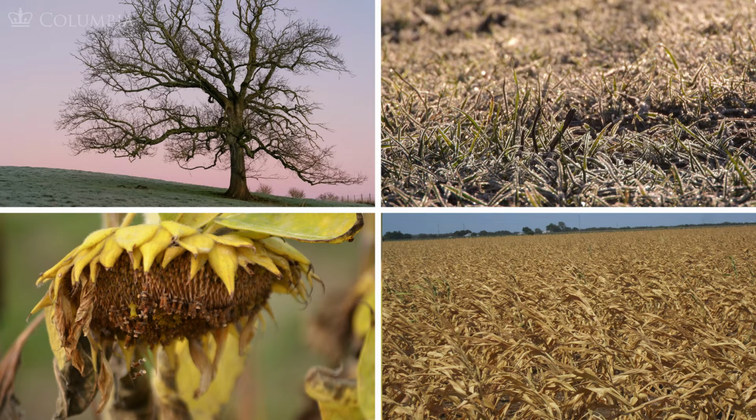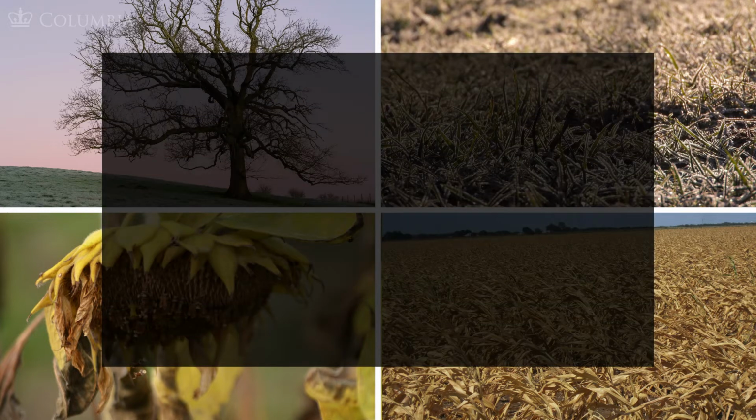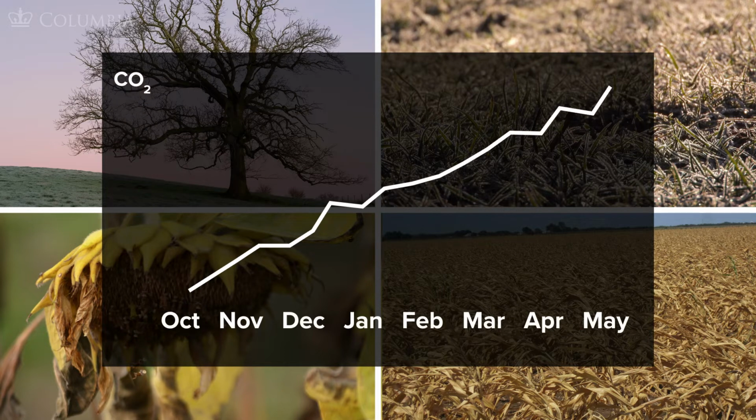Bacteria take the rotting plant life, take oxygen out of the air, combine it with the carbon in the plants, and breathe out CO2. And so from October to November to December to January to February to March to April to May, the amount of CO2 in the atmosphere goes back up.